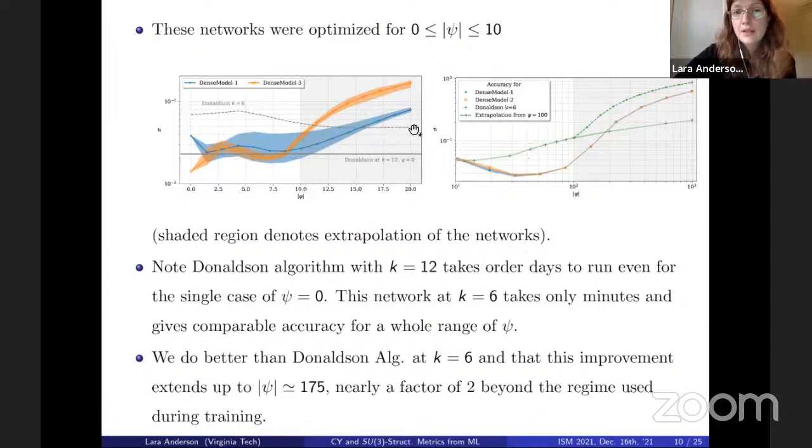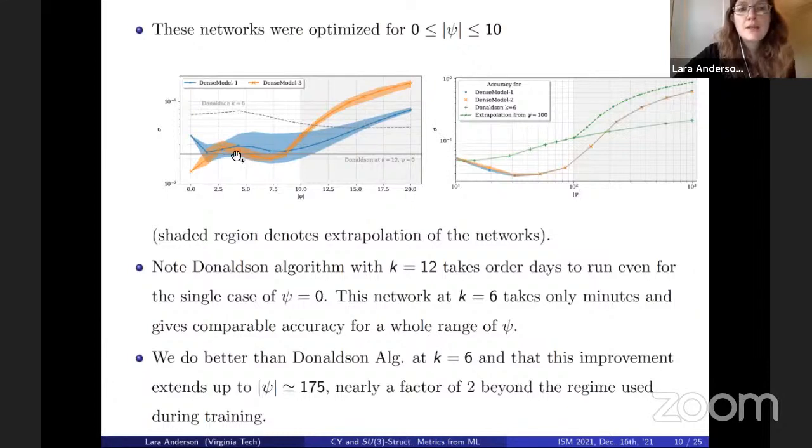This dotted line is the Donaldson algorithm at k equals 6. This is a particular iteration of your approximation using a particular projective space and then pulling back the metric. And here is what the neural network produces. The white region here is where we actually computed this data. And then there is extrapolation into the gray region.